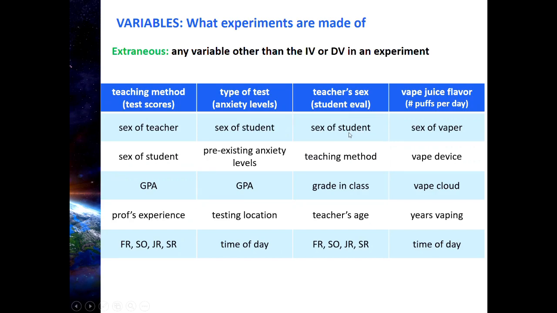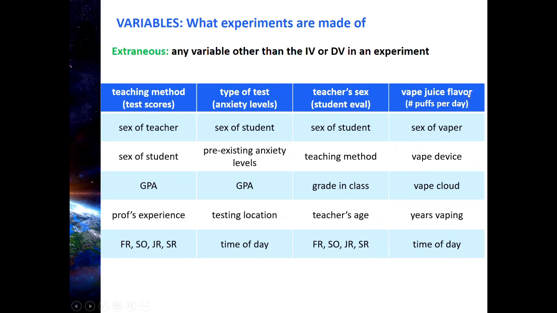What about teacher's sex and the effect it has on student evaluations? Well, again, when we list all the other variables that might be present, we can't use teacher's sex or student eval. These have already been taken. This is your independent variable. This is your dependent variable. But these are all other variables that could very well be present. So these are all extraneous variables.